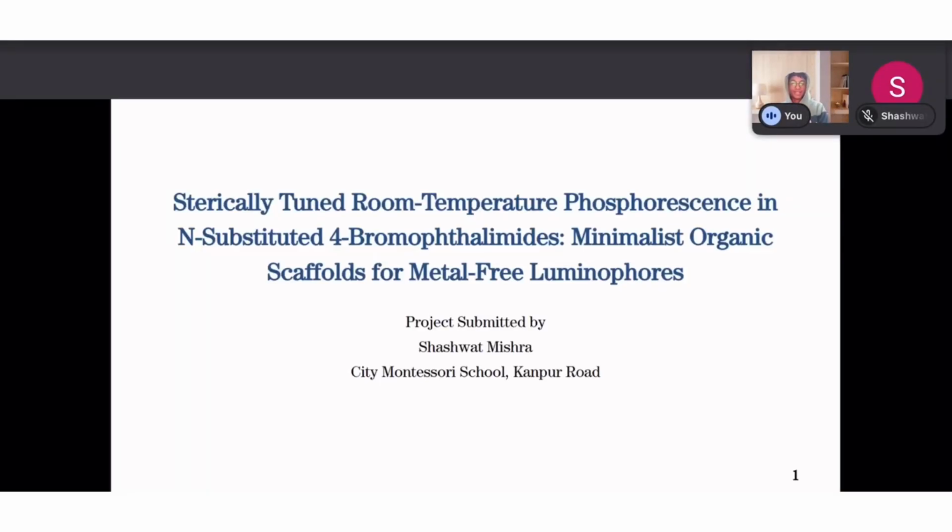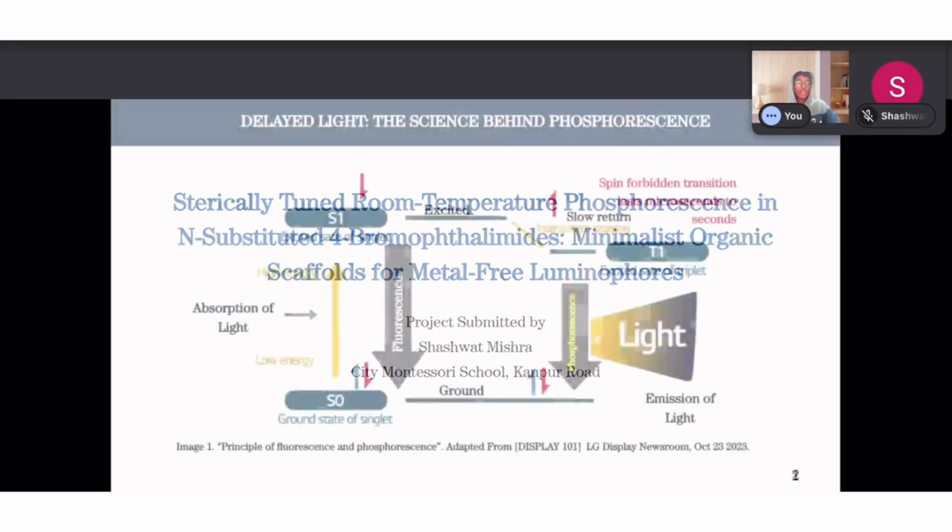Greetings everyone, I'm Shashwat Mishra and today I'll be presenting my project, that is, statically tuned room temperature phosphorescence in N-substituted 4-bromophthalimides, which is a minimalistic organic scaffold for metal-free phosphors.